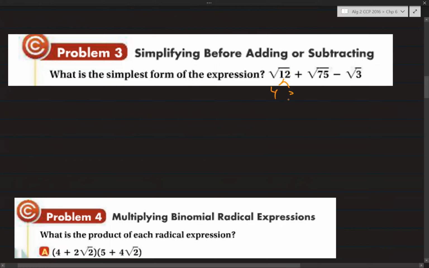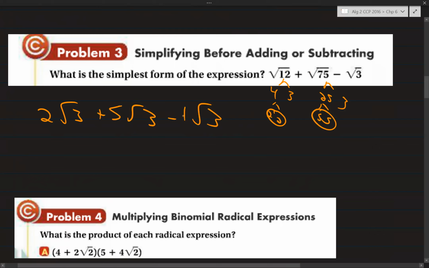So 12 is 4 and 3. So it actually becomes 2 square root 3. 75, you have 25 and 3. So it's a pair of 5. So it's plus 5 square root 3. And then it's minus the square root of 3. Remember, that's 1 square root 3. So 2 plus 5 gives me 7, minus 1 is 6. So 6 square root 3 becomes the answer.